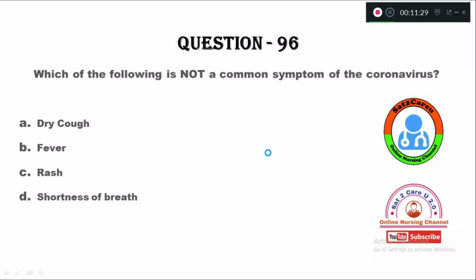Question number 96. Which of the following is not a common symptom of coronavirus? Option A, dry cough, B, fever, C, rashes, option D, shortness of breath. So which is not a common symptom of COVID-19? The right answer is rashes is not a symptom of COVID-19.